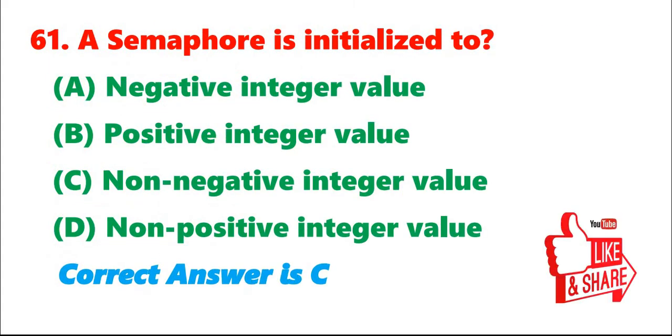61. A semaphore is initialized to: A. Negative integer value. B. Positive integer value. C. Non-negative integer value. D. Non-positive integer value. Correct answer is C.